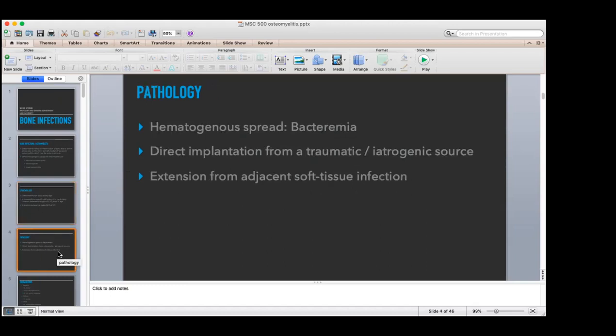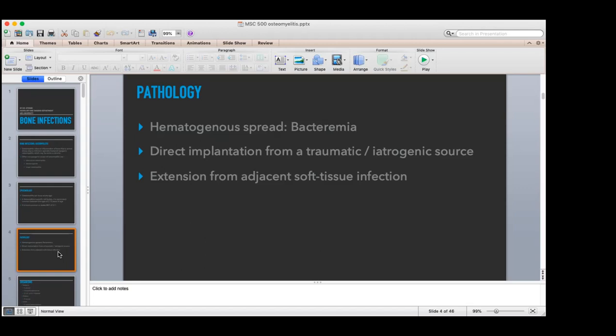Pathology, it spreads either by hematogenous spread. So this is whereby a patient is septic, has septicemia from whatever other source, and then it is inoculated into the bone. You can have direct implantation, e.g. a patient who's had a panga cut. So the panga was dirty, had some germs on it. So you can directly inoculate into the bone.